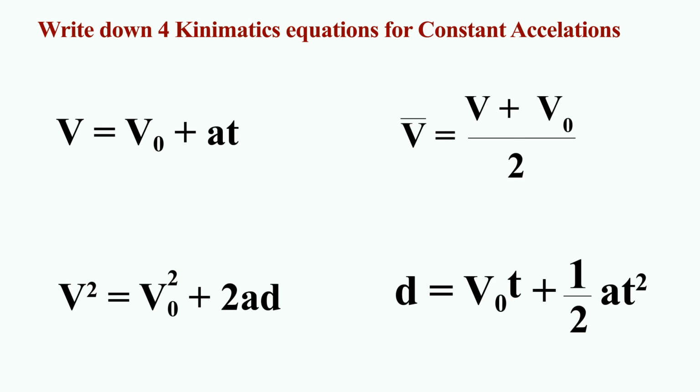Okay, now let's see. The third one is the vector component of the velocity, which is now equal to the sum of the velocities divided by 2. So we are taking just the average velocity. So that is the third equation, the average velocity.